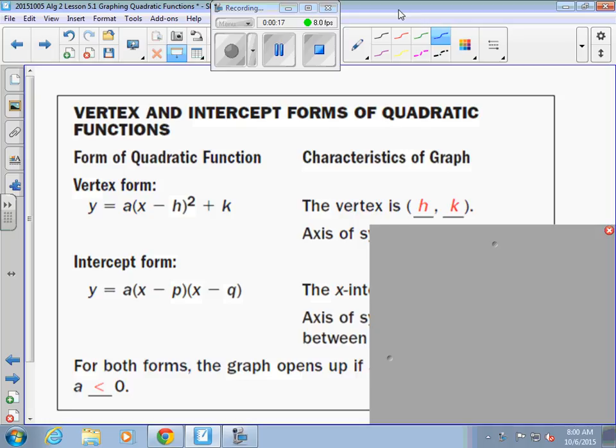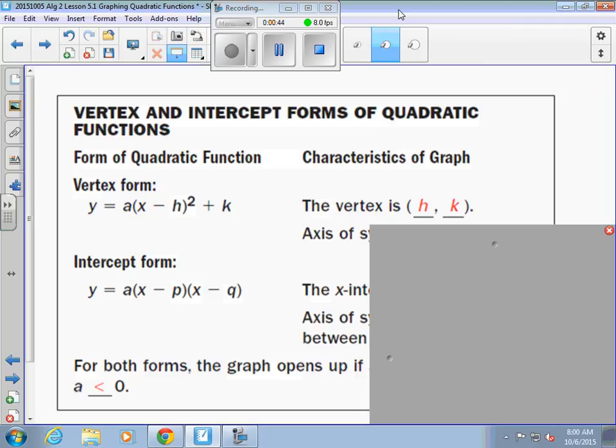The next form is the vertex form. This one's a lot more useful because you don't have to find the vertex with this one. You can see it when you look at the form of the equation. y equals a times (x minus h). This minus right here is key. We'll talk about that minus in a second. Squared plus k, where the vertex is (h, k).